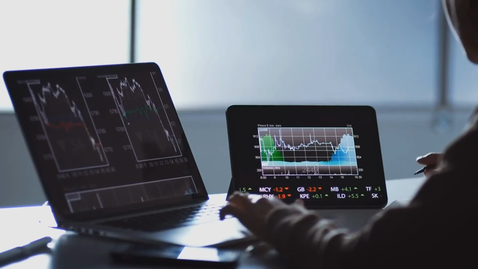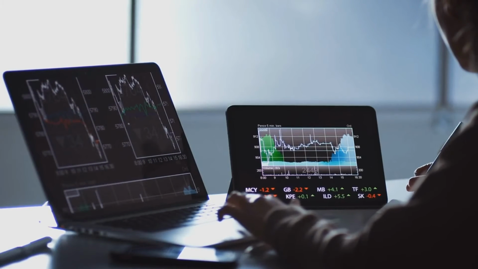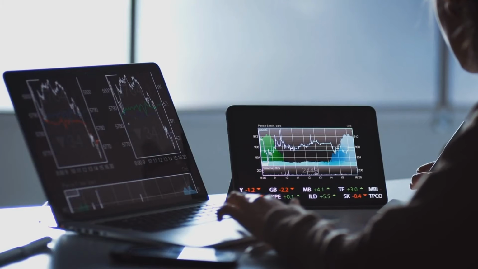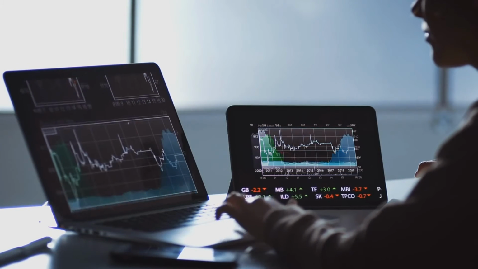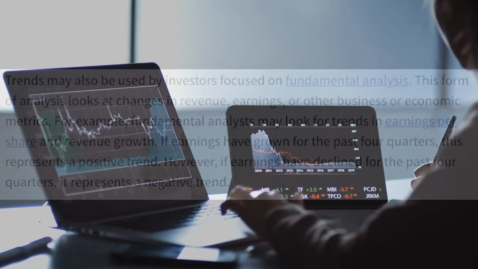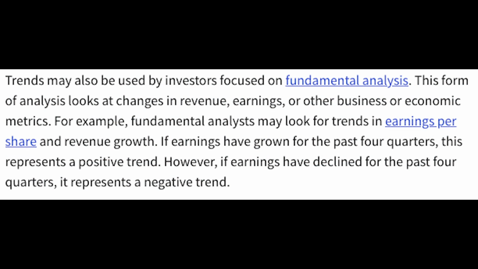Trends may also be used by investors focused on fundamental analysis. This form of analysis looks at changes in revenue, earnings, or other business or economic data. For example, fundamental analysts may look for trends in earnings per share and revenue growth. If earnings have grown for the past 4 quarters, this represents a positive trend. However, if earnings have declined over the past 4 years, this represents a negative trend.